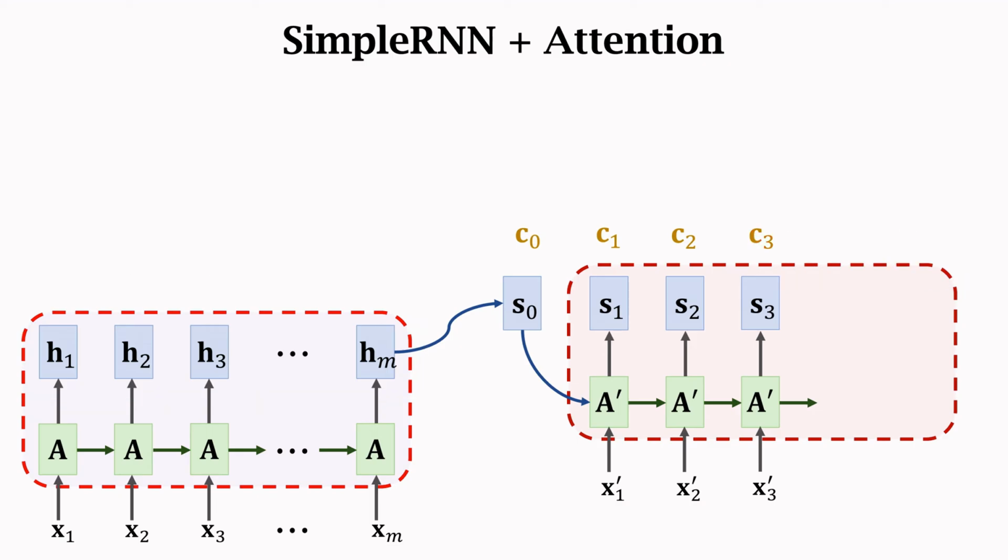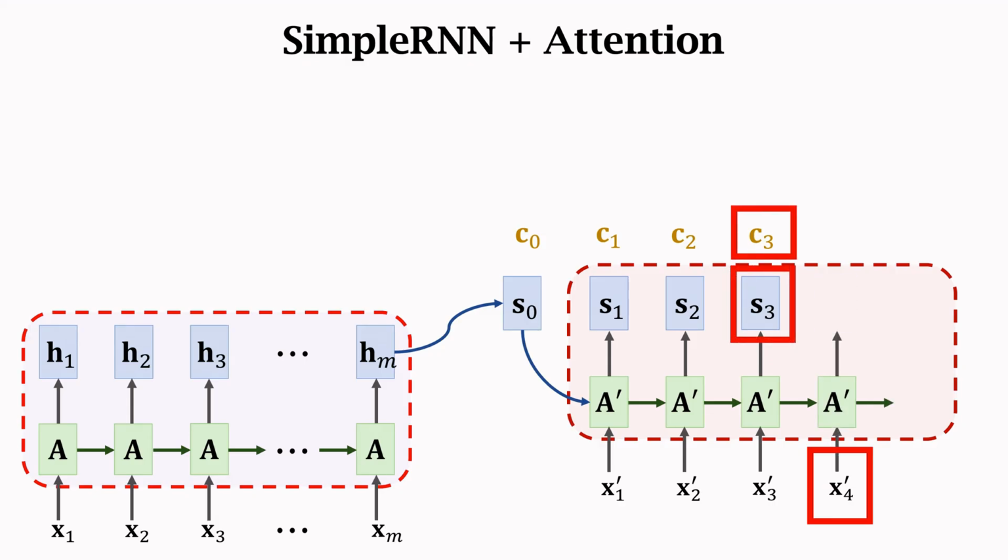We are ready to update the decoder state. The decoder takes x'4 as input. We use x'4, S3, and C3 to compute the new state S4. Now we have the new state S4. The next step is to compute the new context vector C4.